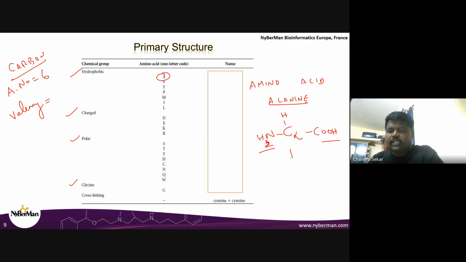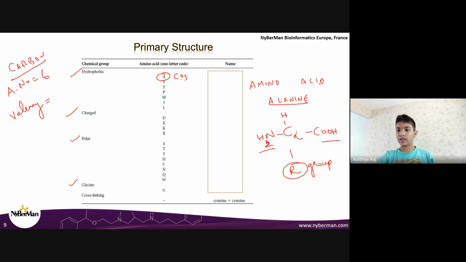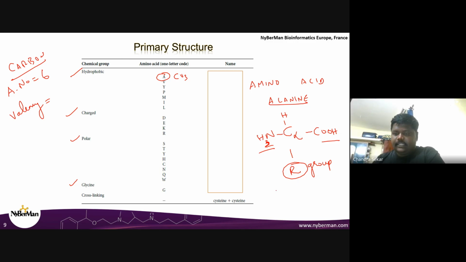So the fourth valency should be an R group. Clear? Now, this R group differs for each and every amino acid. For example, here it is just CH3. Look at your alanine structure, what you have drawn in your notebook.